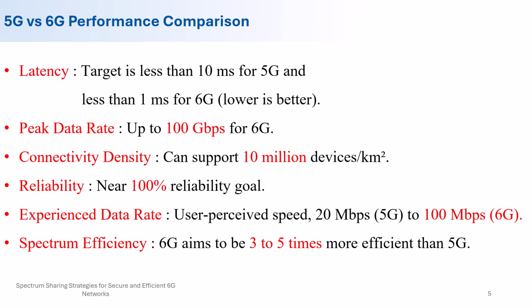When we compare 6G and 5G, the difference is clear. 6G targets latency under 1 millisecond, while 5G aims for 10 milliseconds. 6G will deliver peak data rates up to 100 Gbps, support millions of devices per square kilometer, and offer almost 100% reliability. Also, 6G will use spectrum resources much more efficiently, 3 to 5 times better than 5G, which makes spectrum sharing even more critical.